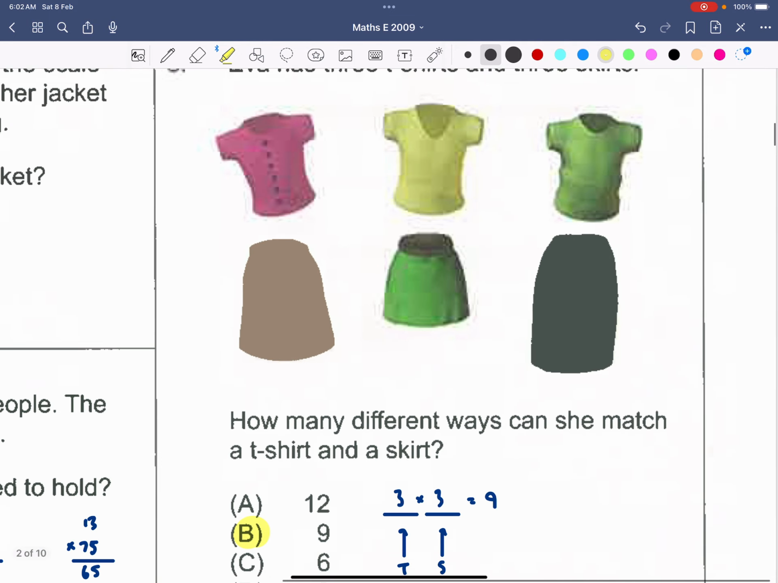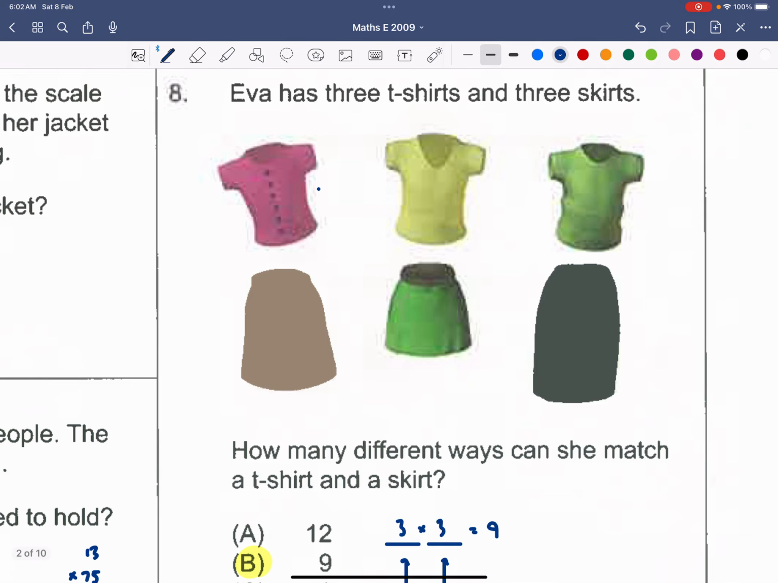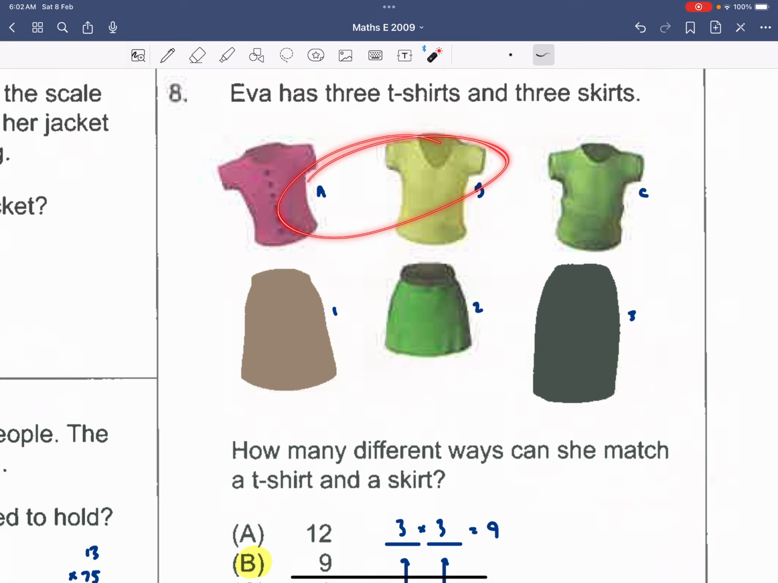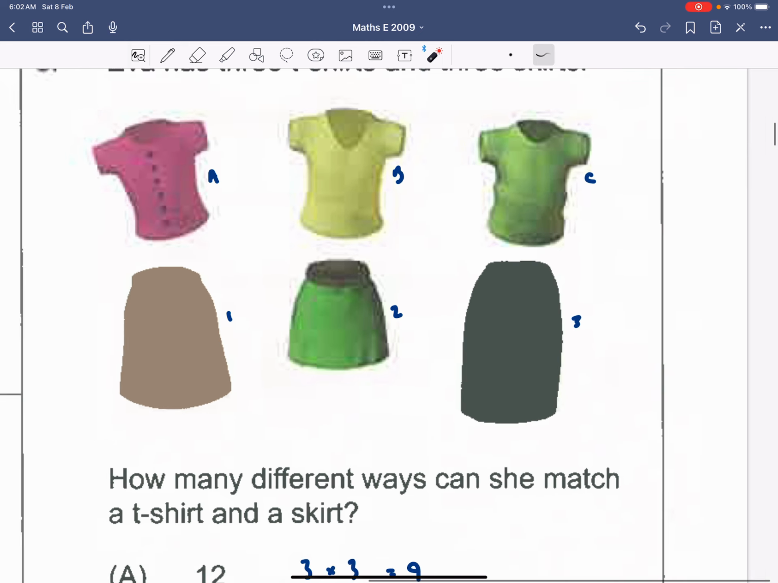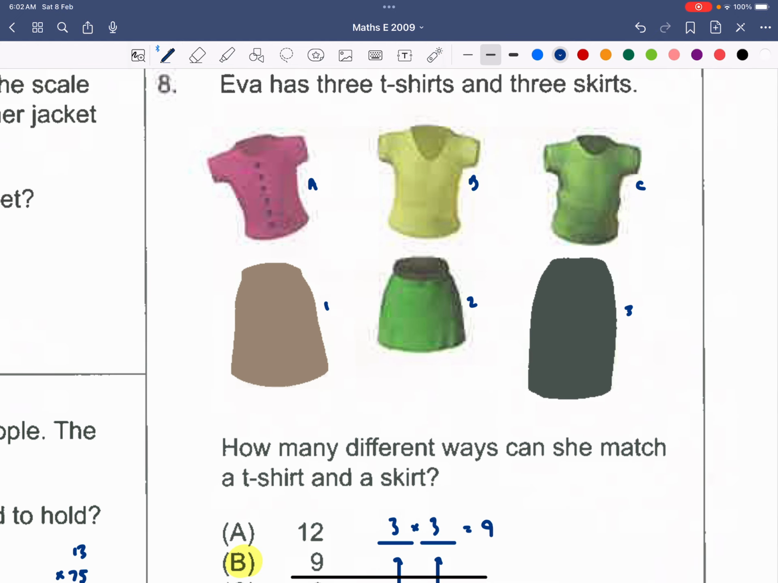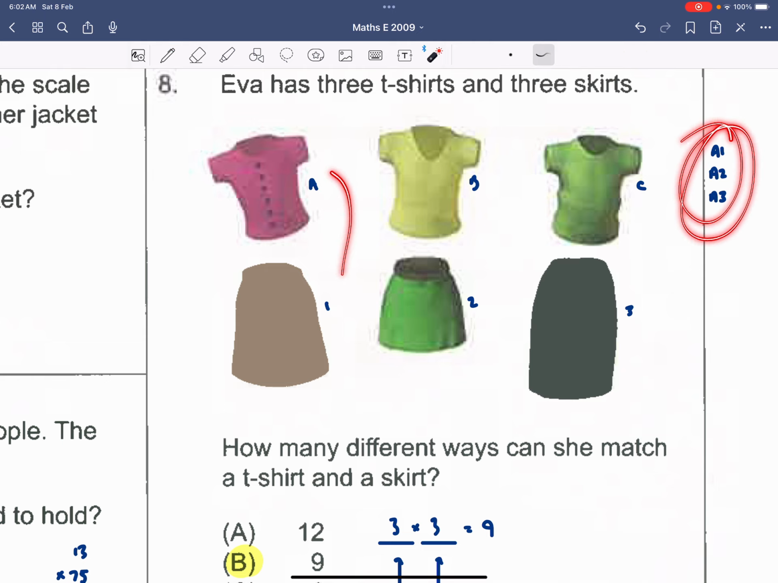Now, there is a long way of doing the question. So let's say we call the t-shirts A, B, and C. And let's say we call the skirts 1, 2, and 3. Now remember, you can't wear 2 shirts. That doesn't make sense. And you can't wear 2 skirts. That also doesn't make sense. So we can make a systematic list. A can go with 1, A can go with 2, A can go with 3. Those are the different combinations of A.